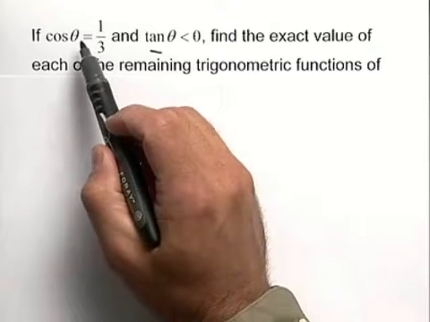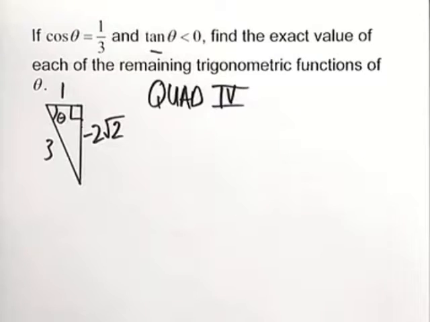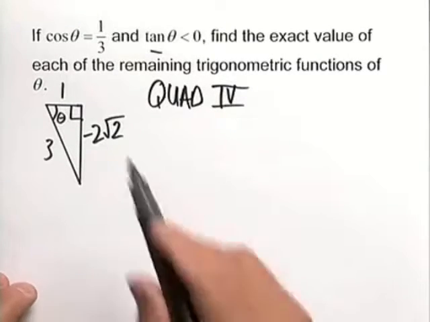Now, note the cosine is positive and the tangent is negative. This occurs in quadrant 4. So I have written here, and we've drawn a nice reference triangle to determine those values. Start with what you're given.